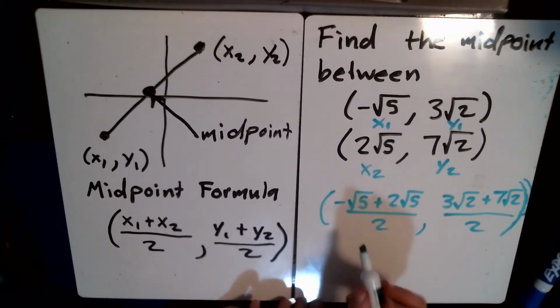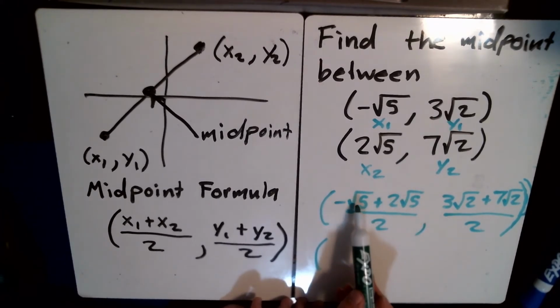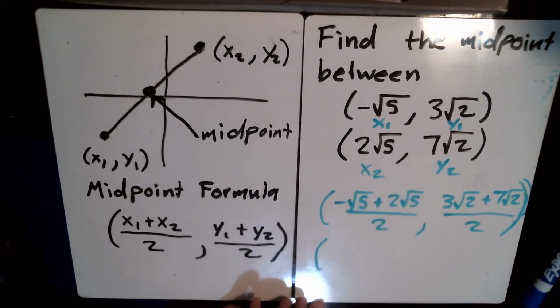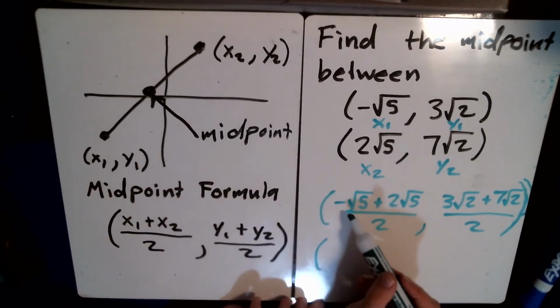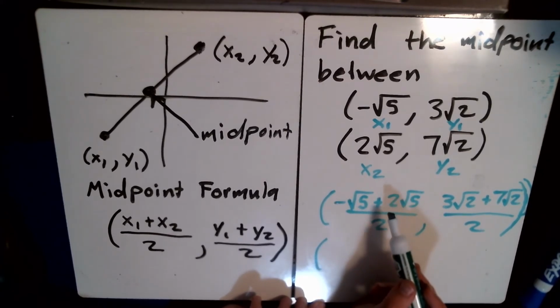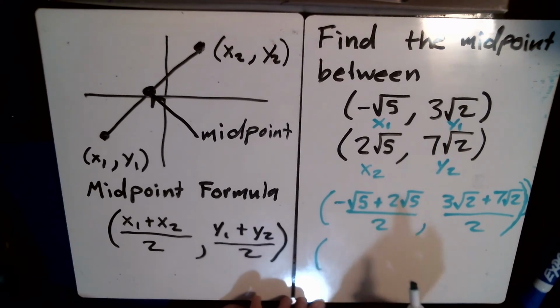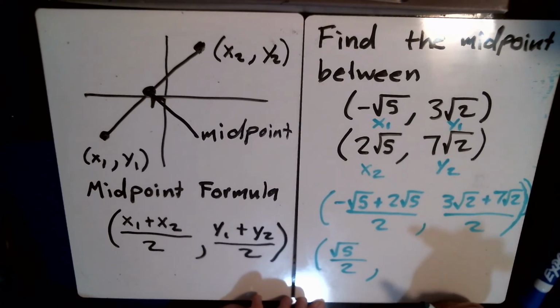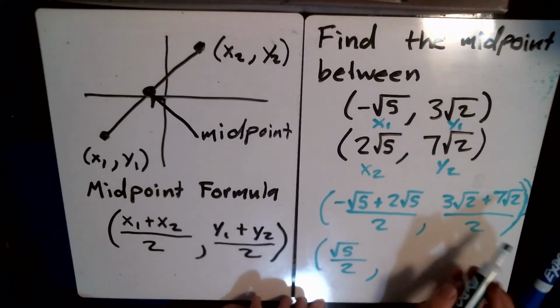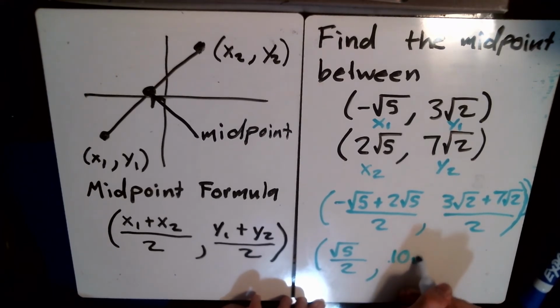So very last, we can just simplify a little bit here. Negative square root of 5 plus 2 square roots of 5 will be how many square roots of 5? We have a negative 1 square root of 5 and a 2 square root of 5. So in total, we'll just be left with positive 1 square root of 5. So square root of 5 over 2. And then 3 square roots of 2 plus 7 square roots of 2 is 3 plus 7, which is 10 square roots of 2, divided by 2.